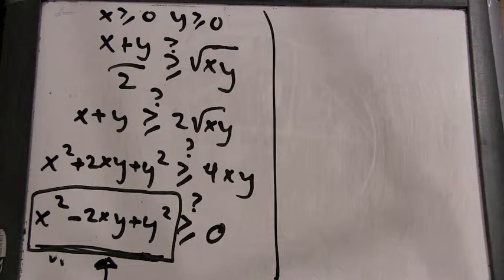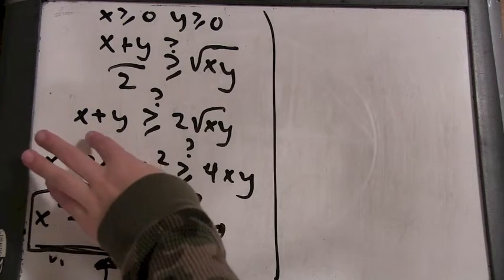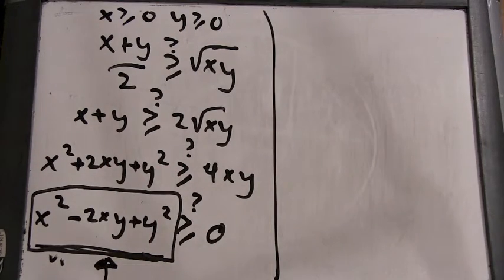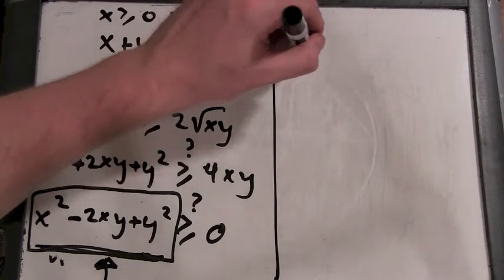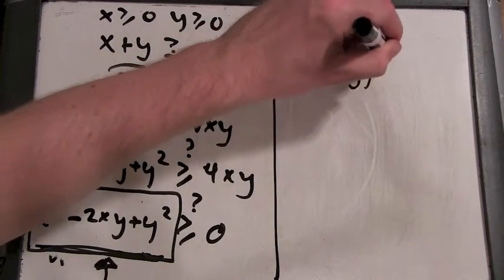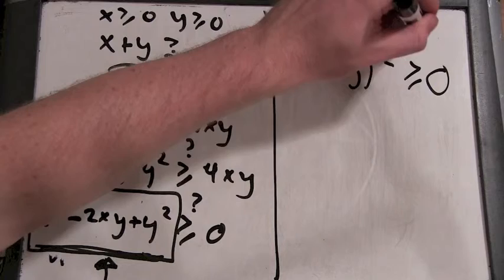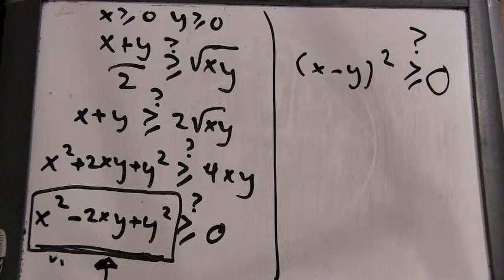Where did that x squared plus 2xy plus y squared come from? That came from squaring this. So what is x squared plus 2xy plus y squared? It's (x + y) squared. Huh. So this one is (x - y) squared. And why is (x - y) squared always greater than or equal to 0?